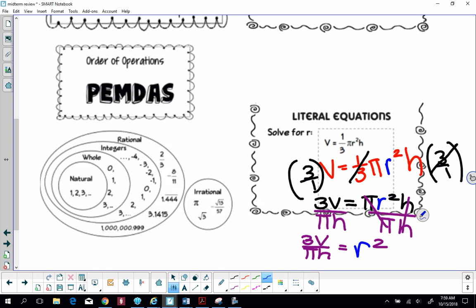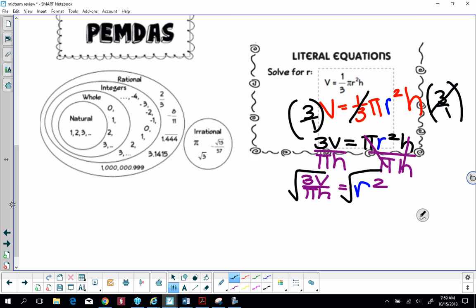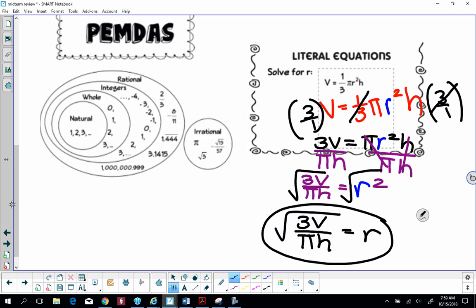What's the inverse of squaring? Square root. And so you would square root both sides. And so that would end up being your answer, or if I want to rewrite it, it's the square root of 3b over pi h equals r. And so that may be something you want to practice. All you're doing is undoing and undoing and undoing.